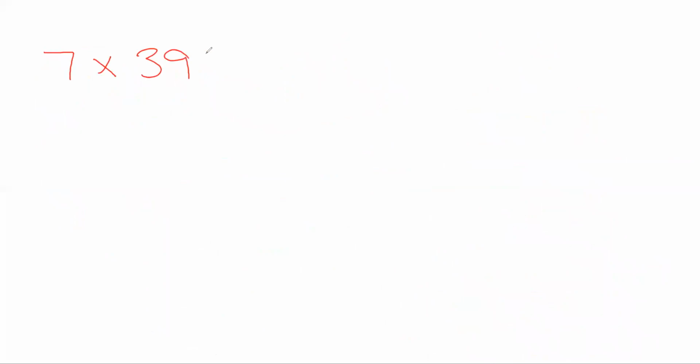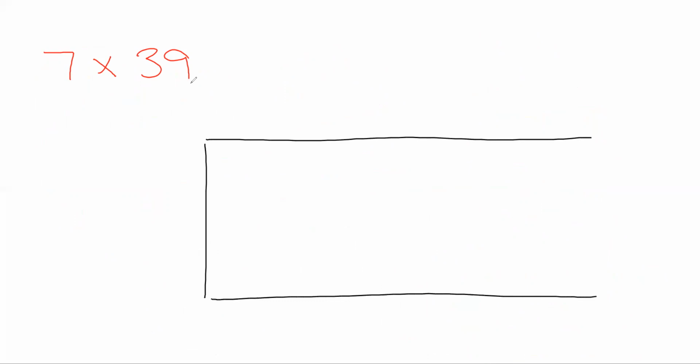Okay, now, if we think about what we modeled, I'm going to draw that frame again, but this time I'm going to actually make a whole box, but same idea. And instead of drawing 7 over here, I'm just going to write the number 7 because I know the number 7 goes there. And then instead of drawing my 39, I'm going to make a column of 30.